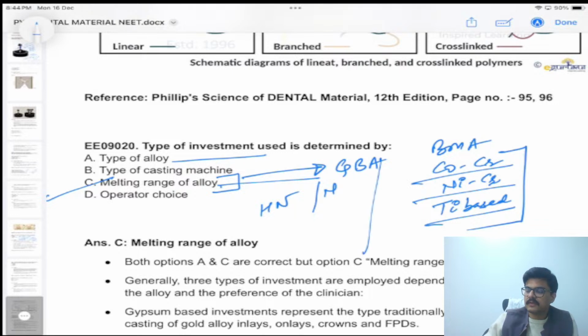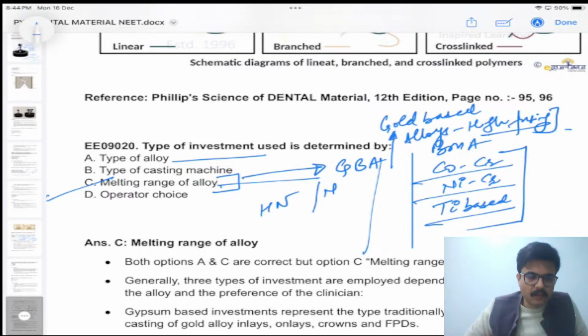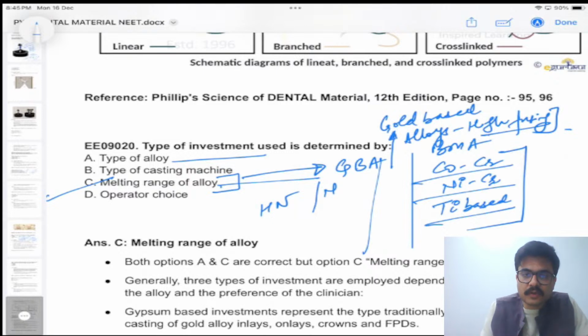But there is an intermediate kind of added thing here, and that is certain gold based alloys which are high fusing. Which are they? They are those gold based alloys which will be used for the fabrication of a metal coping when you're fabricating metal ceramic restorations, right? Because they need to be higher fusing, because they need to sustain the high temperature of ceramics when the ceramics are sintered on them, right?